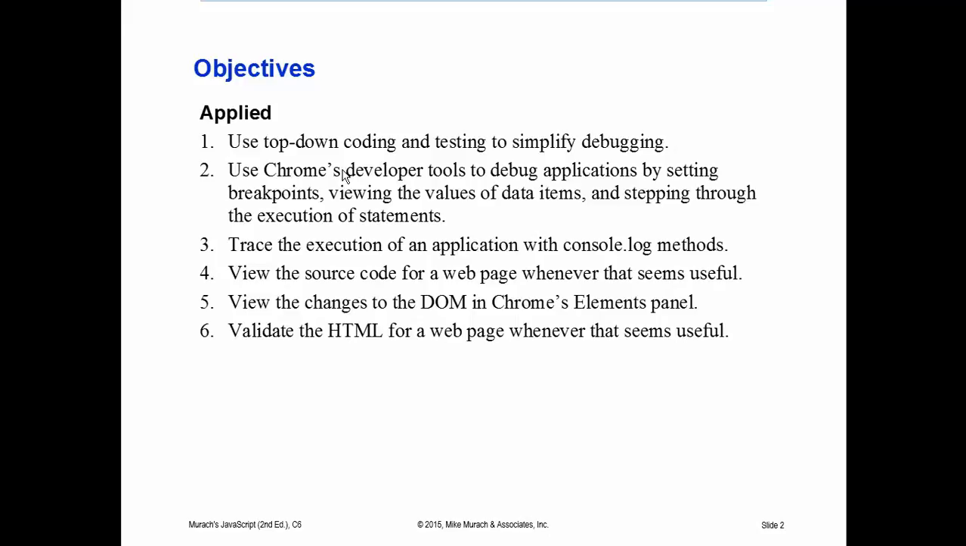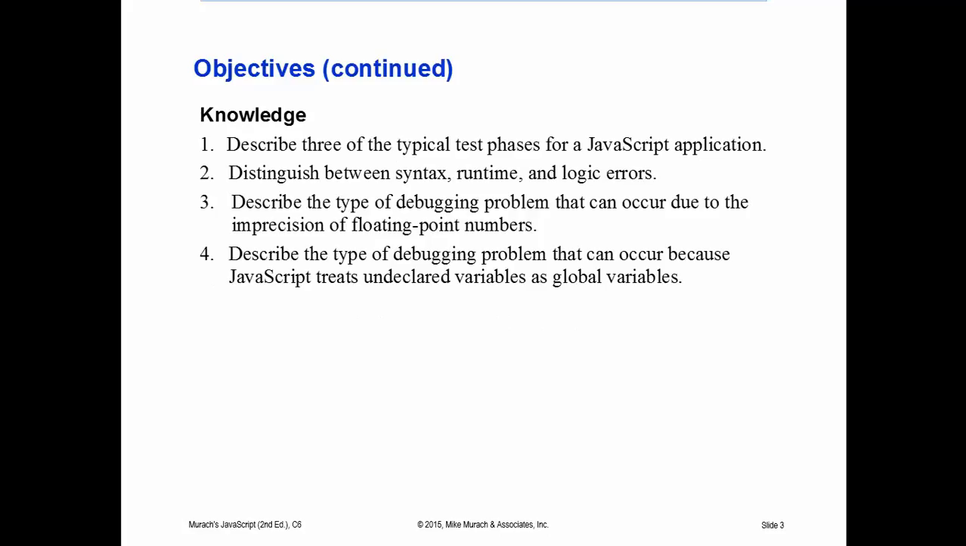But we want to use the Chrome Developer Tools to debug apps by setting breakpoints, viewing the value of data items, and stepping through statement execution. Trace the execution of an app via console.log. View source code for a web page, view changes to the DOM, validate the elements for a web page. That seems useful. Again, use top-down coding, Chrome Developer Tools, trace execution, view source code, view changes, validate.